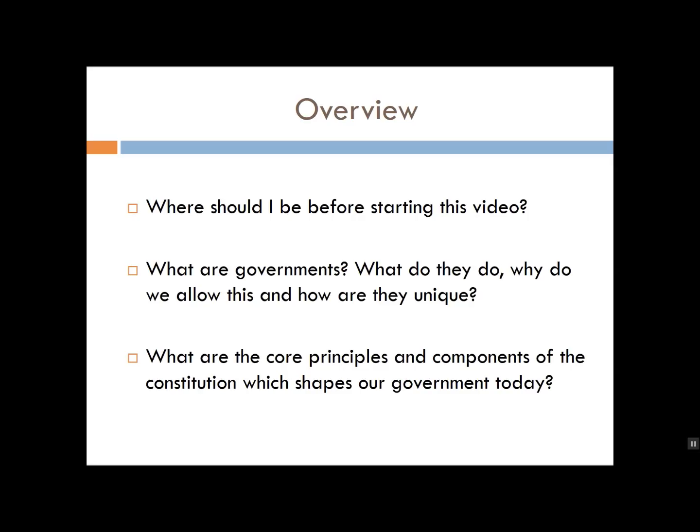Let's begin with a bit of an overview. In today's lecture, we're going to tackle 3 individual points, starting with some basic housekeeping and then moving into original lecture content. So in terms of housekeeping, the first thing we are going to do is talk about where you should be right now and what you'll need to do before, while, and after watching this video.